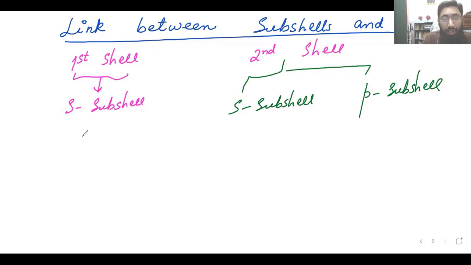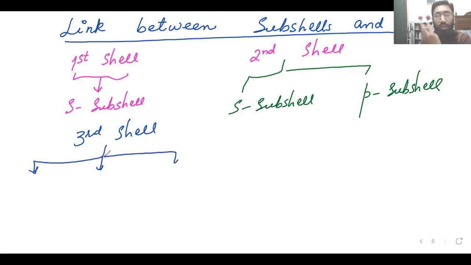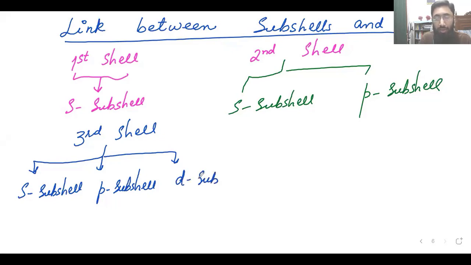Then there is the third shell. Remember, the third shell has three subshells. One is the S subshell, another is the P subshell, and the third one is the D subshell.